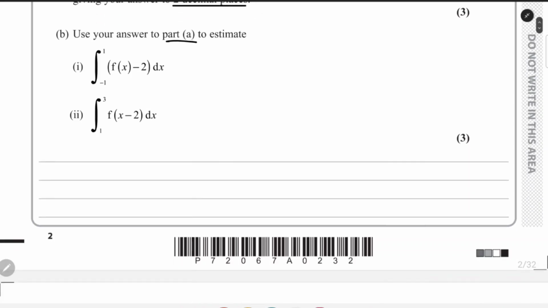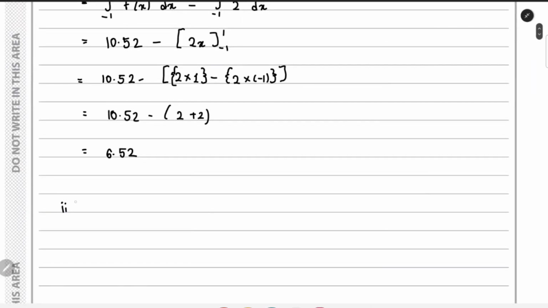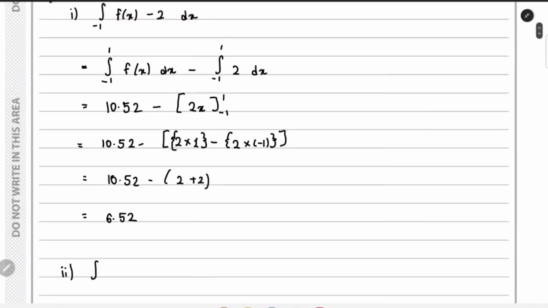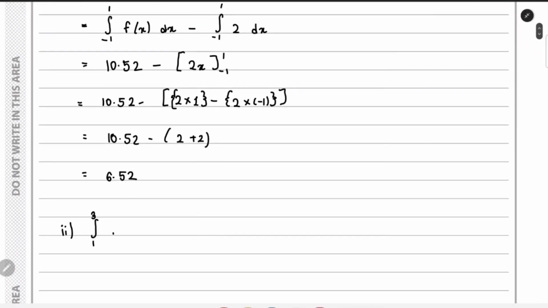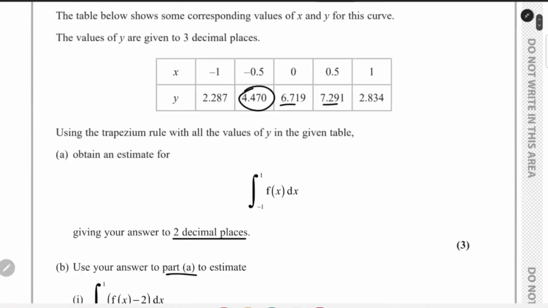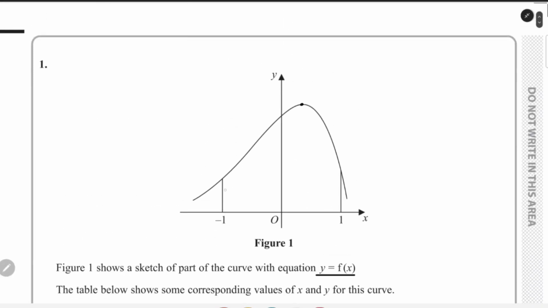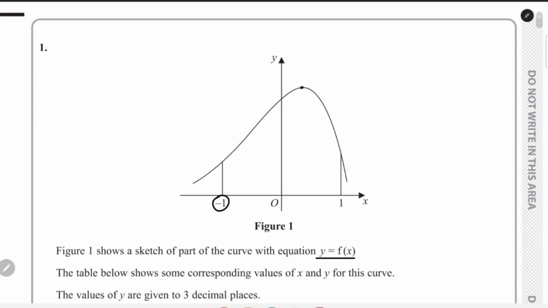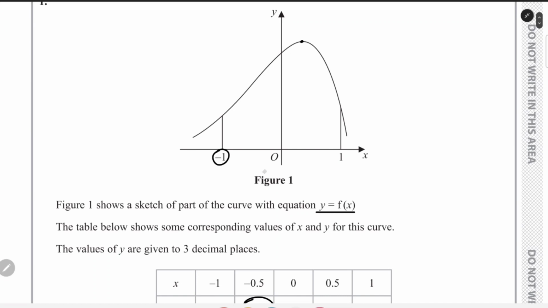And now we need the integral from 1 to 3 of f of x minus 2 dx. F of x minus 2 is basically shifting this whole curve to the right. If we do that, minus 1 will go to minus 1 plus 2, which is 1, and 1 will go to 1 plus 2, which is 3.